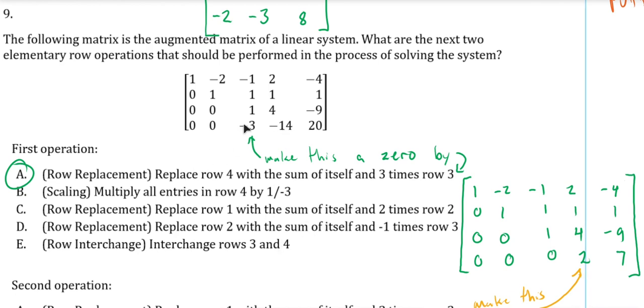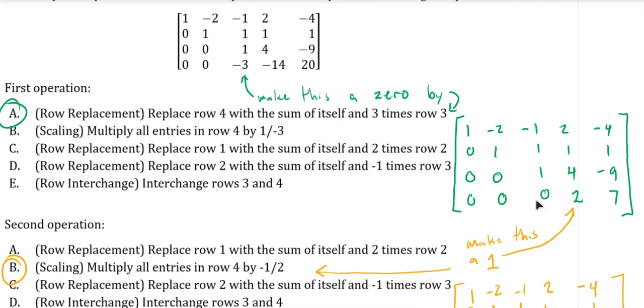The one they're looking for here, though, is to start getting rid of this other thing that isn't 0 in this bottom triangle. That's this -3. So if we take and replace row 4 with itself plus 3 times row 3, 3 times row 3 will put a 3 here, and then adding that to this -3, we wind up with 0. That's going to give us the following matrix.